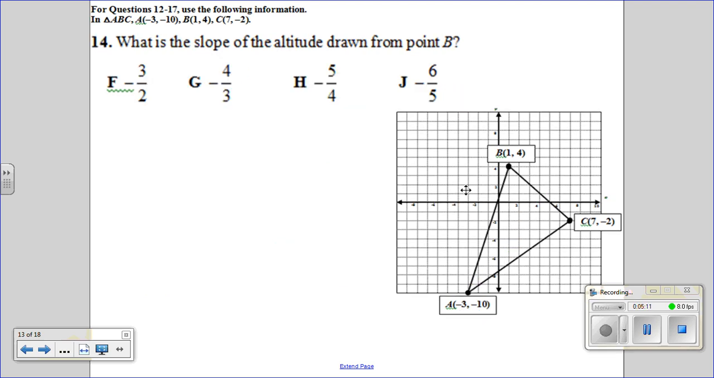Number 14, what's the slope of the altitude drawn from B? Now, the altitude will have to be perpendicular to AC. So you will have to first know the slope of AC, and then the slope of the altitude will be the opposite reciprocal. All right, so let's find the slope of AC first.